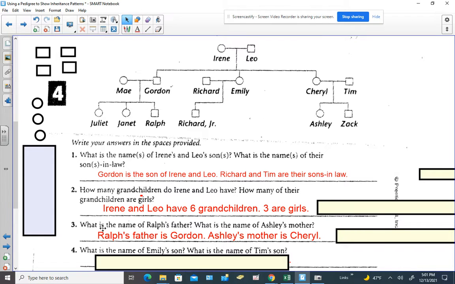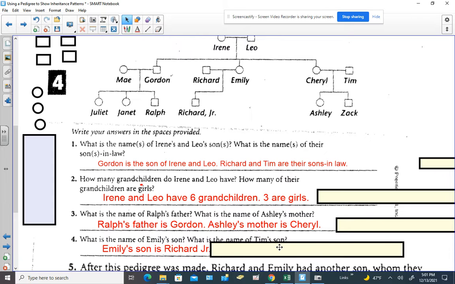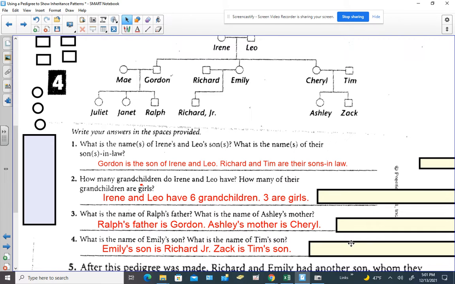All right, let's look at question number 4. What is the name of Emily's son? Find Emily. Here's Emily. Here's her son. And what's the name of Tim's son? So let's first deal with Emily's son. This is Emily's son, and we know it's a son because it's a square. Emily's son is Richard Jr. Second part of this question, what is the name of Tim's son? Here's Tim. And if we look and see who his children are, here's his son right here, Zach. Zach is Tim's son. All right, pause that if you need more time.